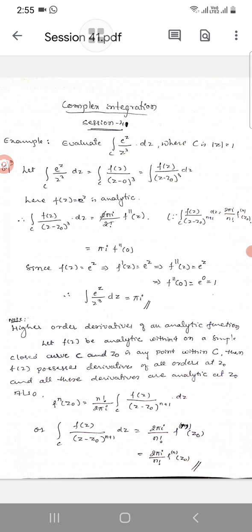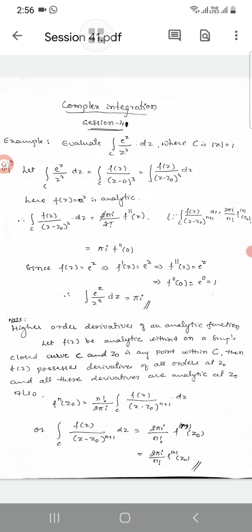In this session, we are going to discuss the higher order derivatives of an analytic function and a related example. We know that for an analytic function, if the function is analytic within and on a simple closed curve C, and z0 is any point within C, then the function possesses derivatives of all orders at the point z0.